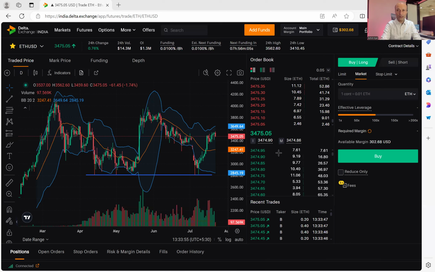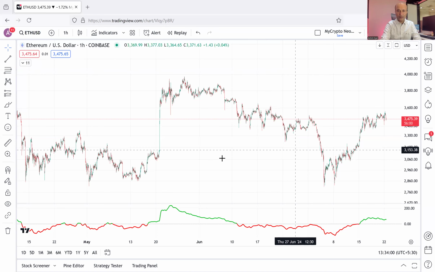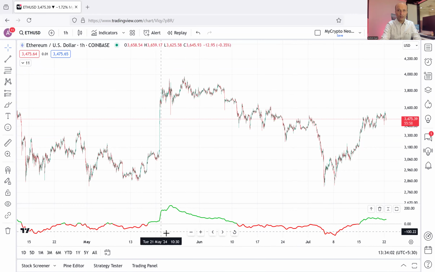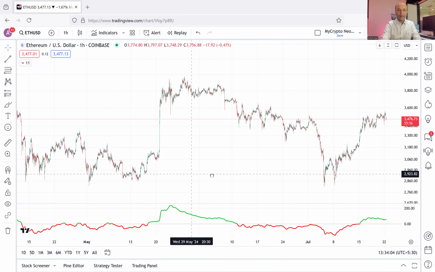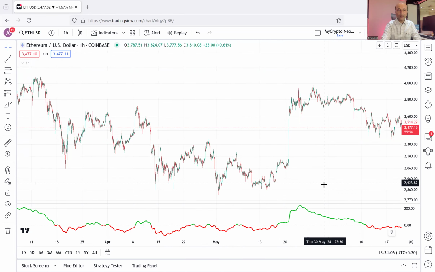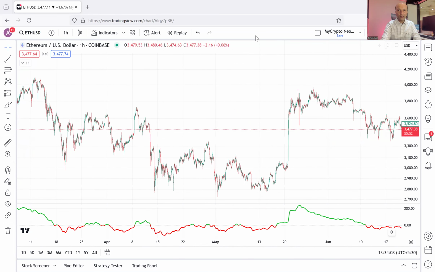So if you are able to see this screen here, यहाँ पर the indicator which I have applied is known as Pring Special K. And it helps to understand the cyclicality of the prices. मतलब अभी तक हम प्राइस पे फोकस कर रहे थे, अभी हम टाइम पे फोकस कर रहे हैं.